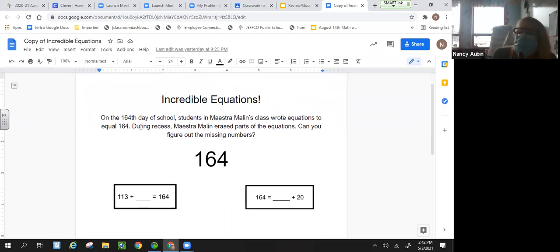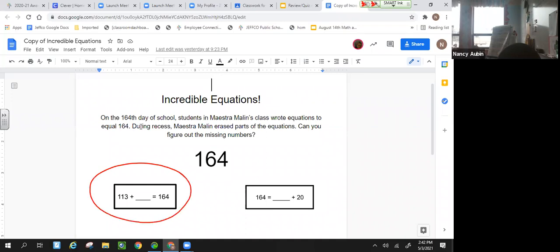So we just talked about the relationship between addition and subtraction, right? Here you go. 113 plus something equaled 164. Let's focus on this one first, because there's quite a few of them. Now I want you to apply your knowledge of the relationship between addition and subtraction. Can you figure out what goes in that spot? What's the missing add-in? Try it. That doesn't work. Try it. My friend Benson would like to share at some point.